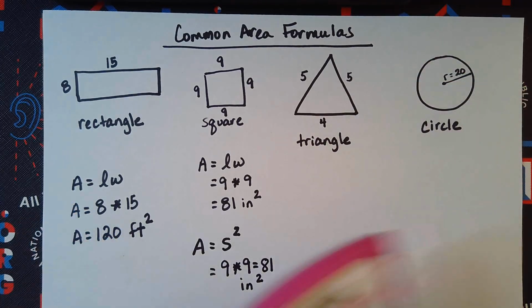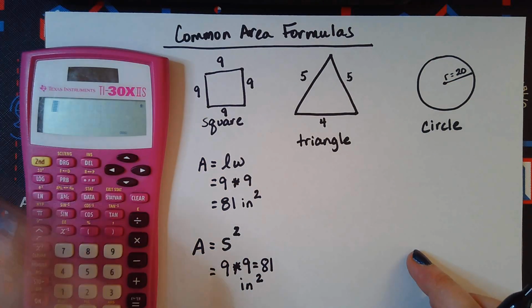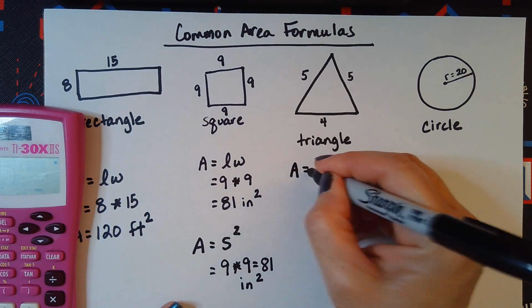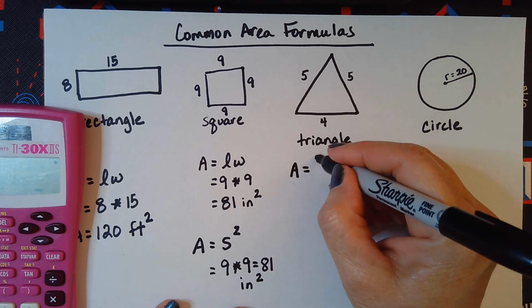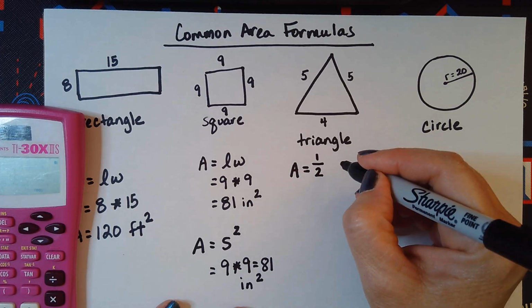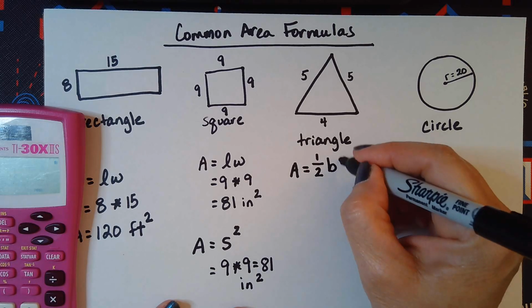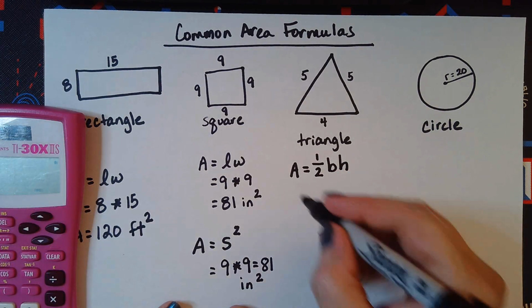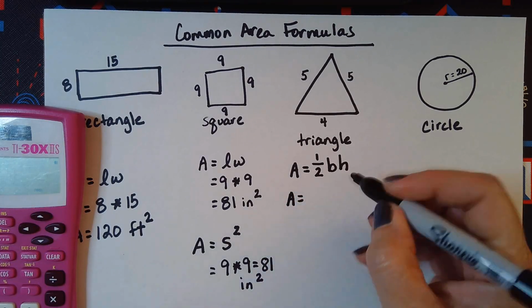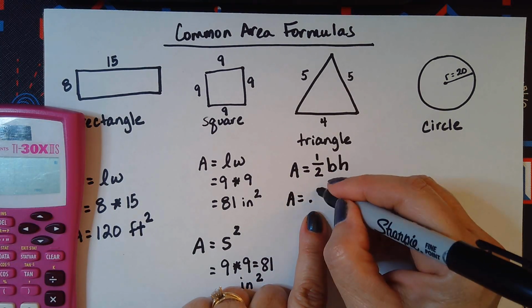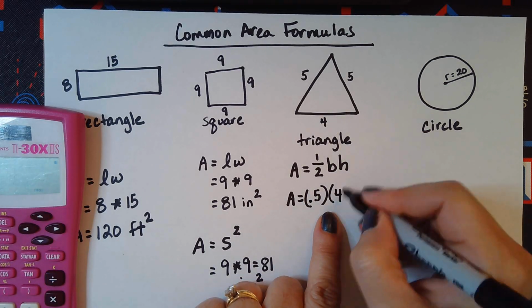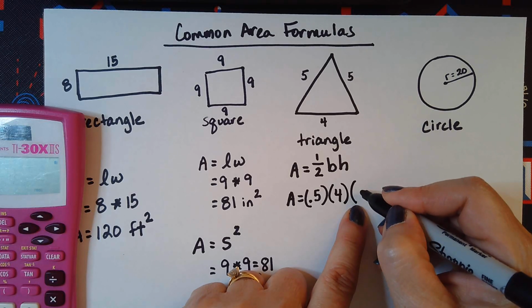Okay, right. Triangles are a little trickier, I think. The formula for the area of a triangle is, are you ready? Hold on to your hat. One half base times height. One half base times height. So in this case, I'm going to change my 1/2 into a 0.5 because I can. My base is a 4, and my height is a, I don't know.